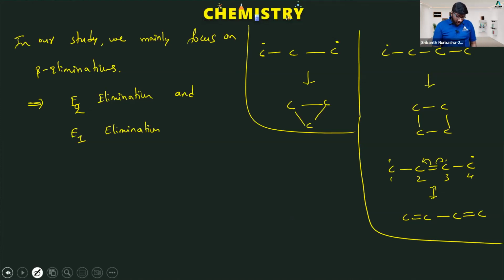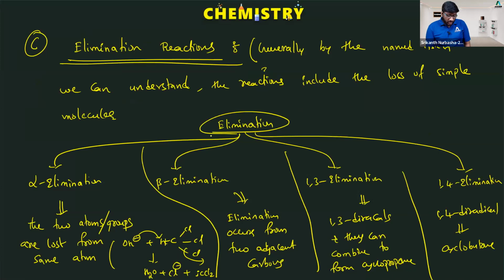Understood, students? That is an overview or introduction of elimination reactions: alpha elimination, beta elimination, 1,3 and 1,4 eliminations. Alpha elimination is useful whenever we form a respective dichlorocarbene. Beta elimination is again classified as E1 and E2 eliminations. So we'll discuss E1 elimination and E2 elimination. That is our main point of study as far as 12th standard is concerned. 1,3 eliminations, 1,3 diradicals, diradical chemistry, 1,4 elimination, 1,4 diradicals.